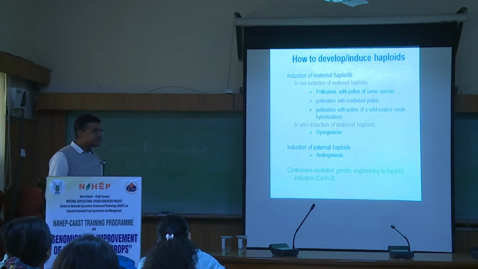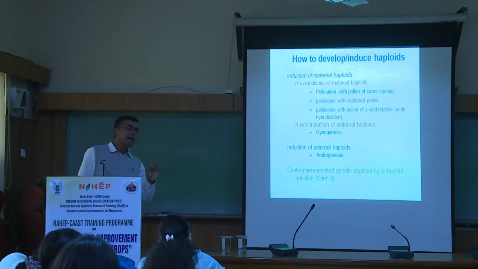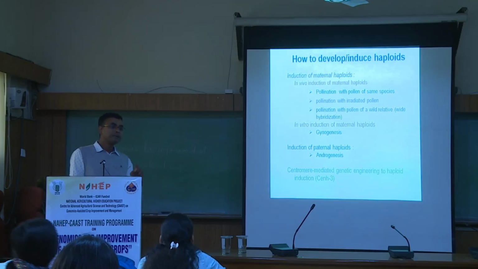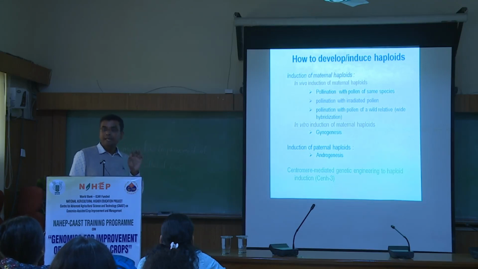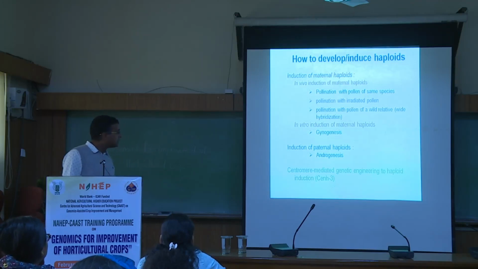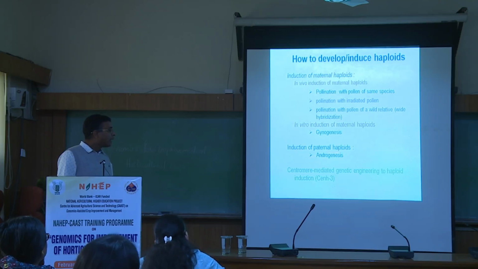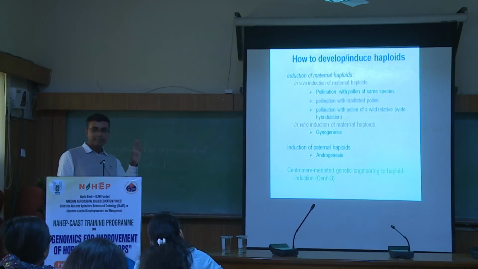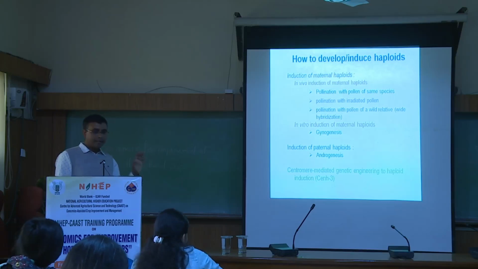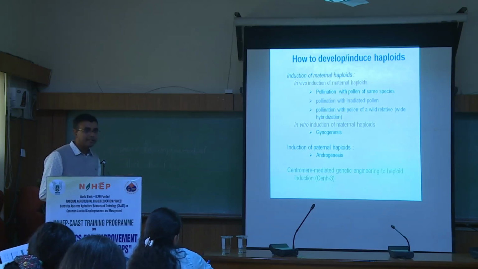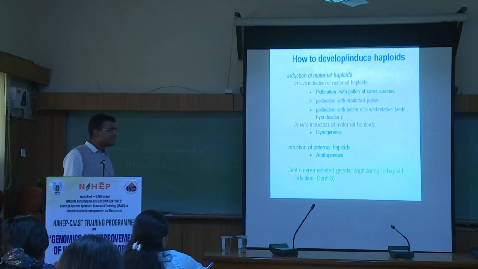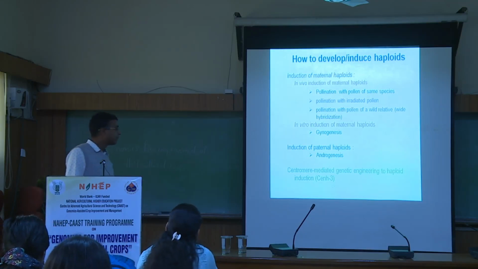Then gynogenesis. Gynogenesis means you are producing haploids by germination of unfertilized ovules. The unfertilized ovules will be germinated, and whatever you get will be haploids. Then androgenesis means you are developing the embryo from the pollen, in the simplest form, from the pollen grains. But when they are mature pollen, they may not germinate. We have to take some of the earlier stages of pollen development, maybe the microspore stage.